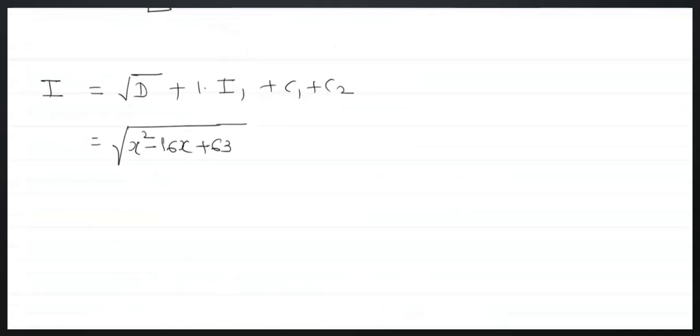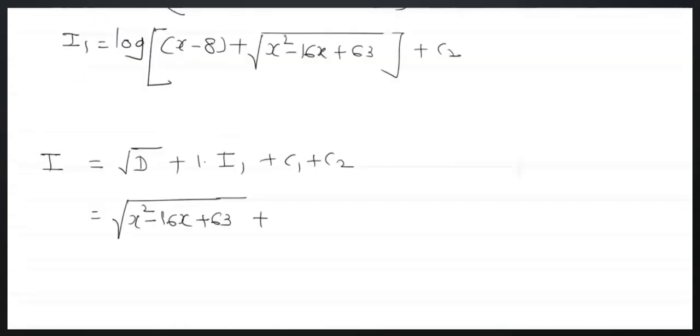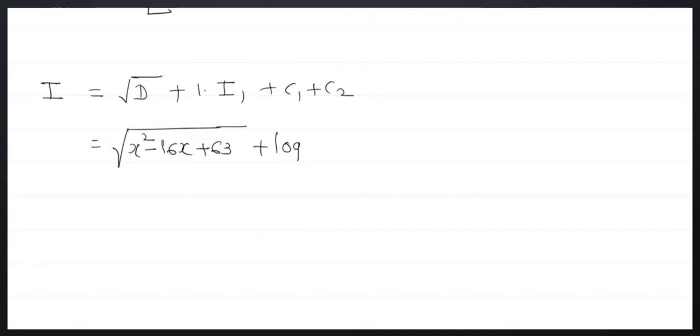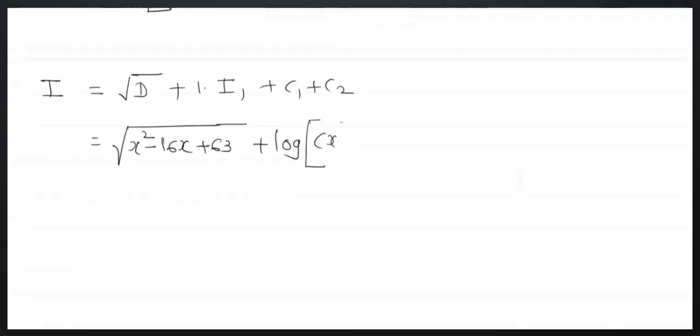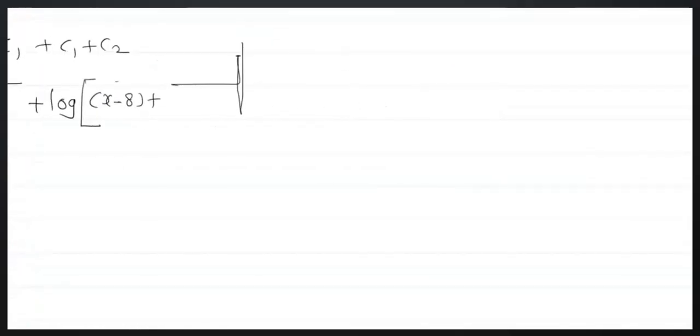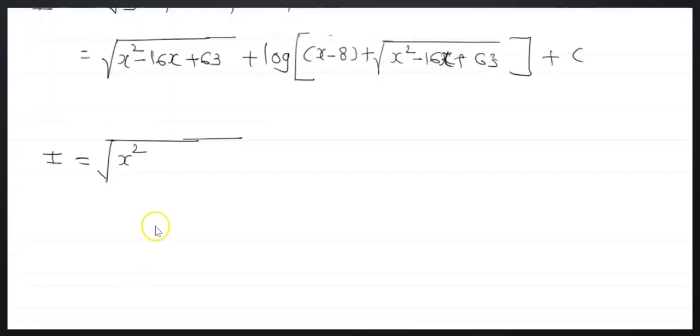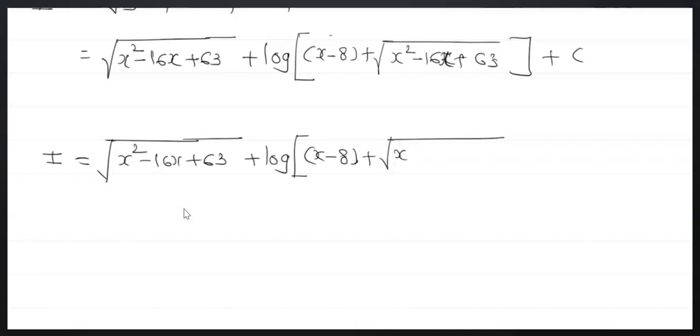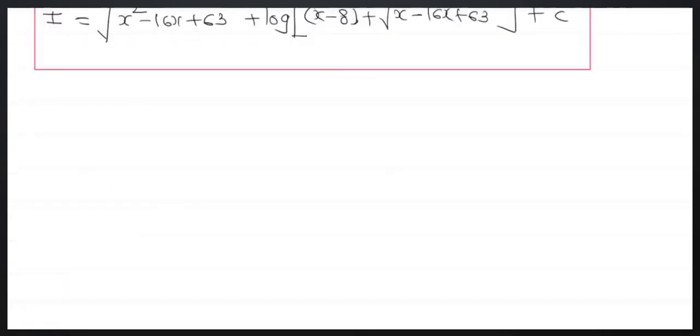Therefore, I is equal to root of d plus b I1 plus c1 plus c2. The value of I1 is log of x minus 8 plus root of x square minus 16x plus 63. Therefore, I is equal to, this is the final answer, root of x square minus 16x plus 63 plus log of (x minus 8 plus root of x square minus 16x plus 63) plus c. This will be the final answer.